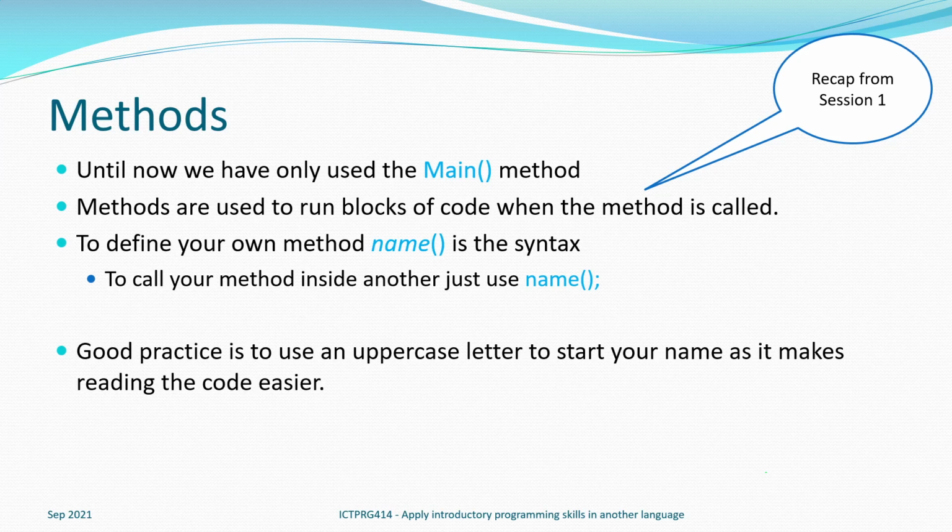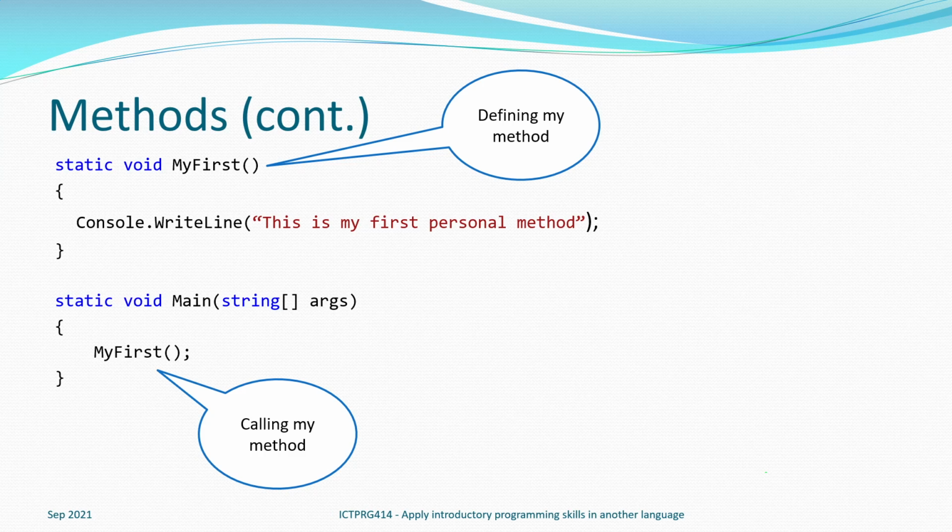So as a rule of thumb, we tend to use an uppercase letter to start the name, just because it makes it easier for us to distinguish it within the code. It doesn't have to be that, but it certainly makes it pop out a little bit. So here we've defined a method called myFirst, which writes a line of string in the console, and under the main we execute or call that method.